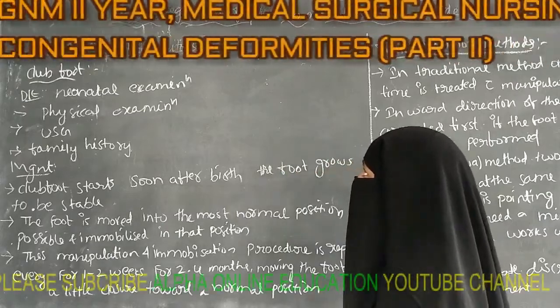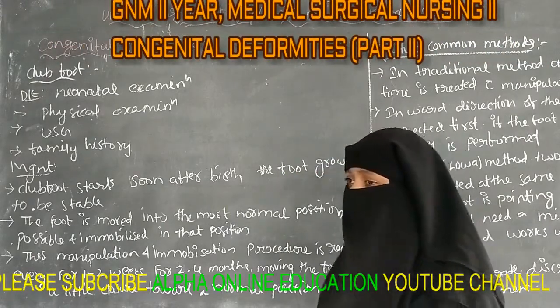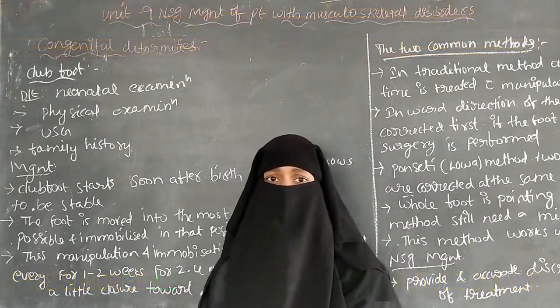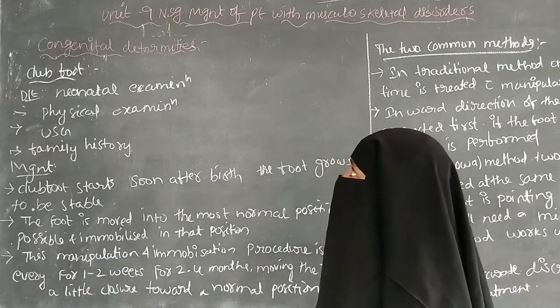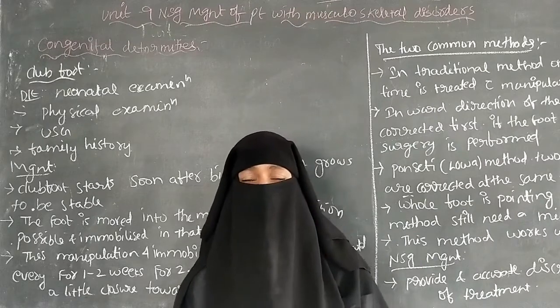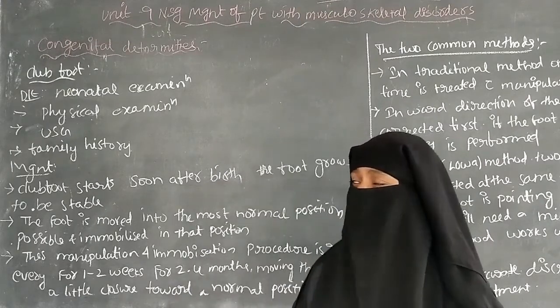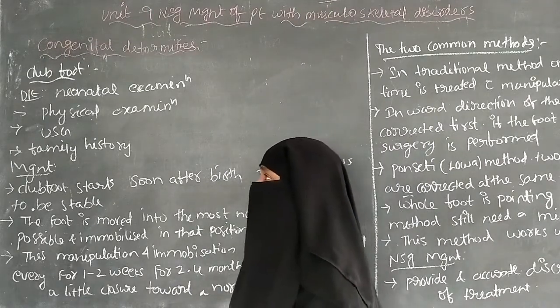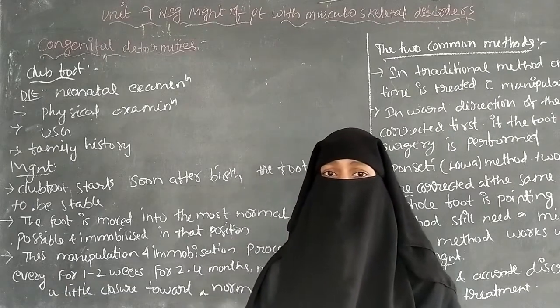Hi viewers, today I am going to discuss Medical Surgical Nursing 2, that is nursing management of patients with musculoskeletal disorders, unit 9 for the GNM second years. In this we are going to discuss the congenital malformations.